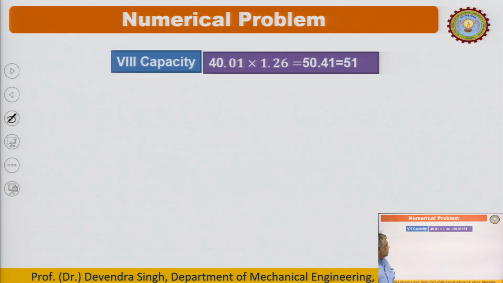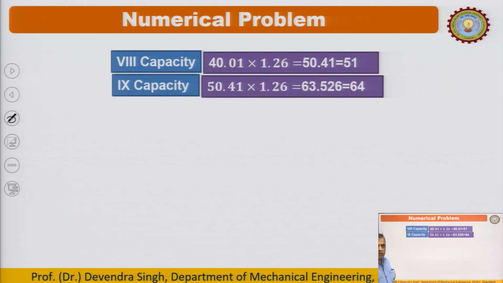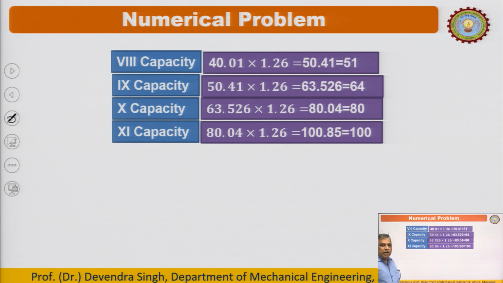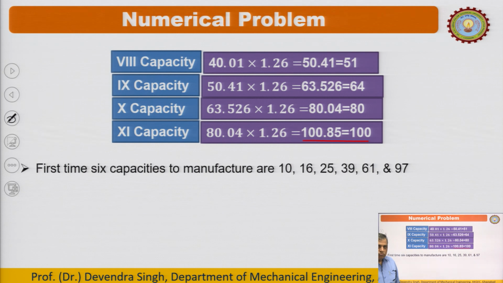And then the 8th capacity, this is 50.41, 51 rounded off, 9th capacity is 64, and 10th capacity this is 80, and 11th capacity this is 100.85 that I have reduced to 100, and thus we have expanded from 6 to 11. So, from the first time, 6 capacities are 10, 16, 25, 39, 61, 97. Now, expanded by using R10.